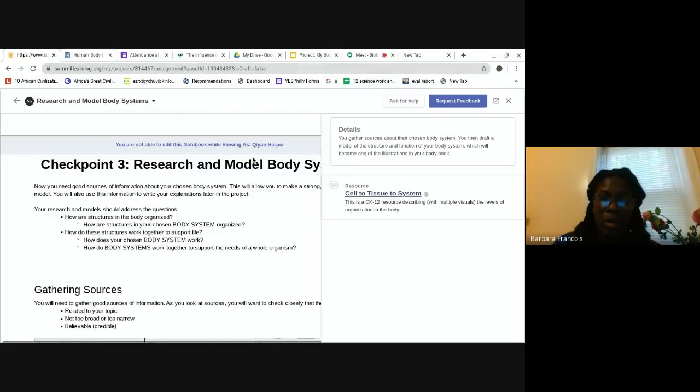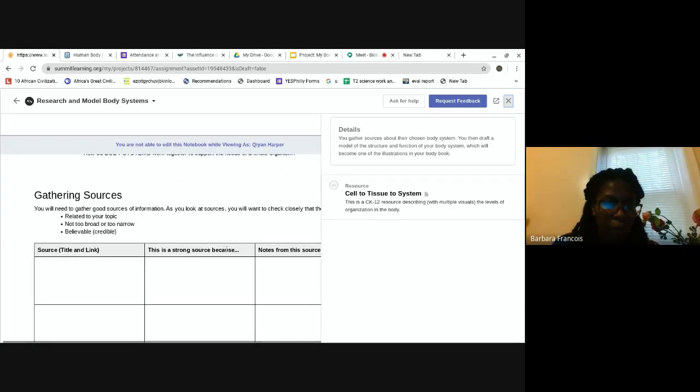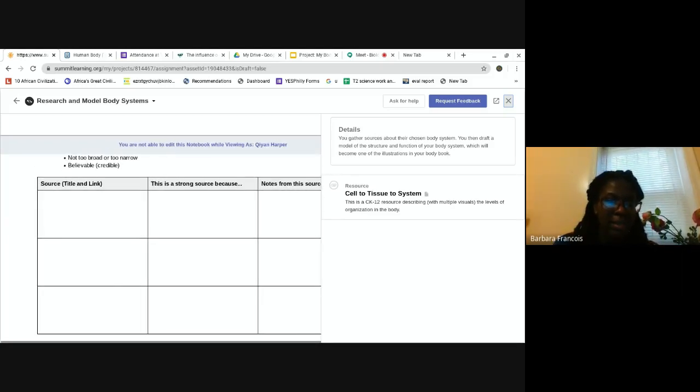This resource right here on the project can be your first resource, but you need to find other resources about your system, and then you copy and paste, and then you tell me why those sources are good.